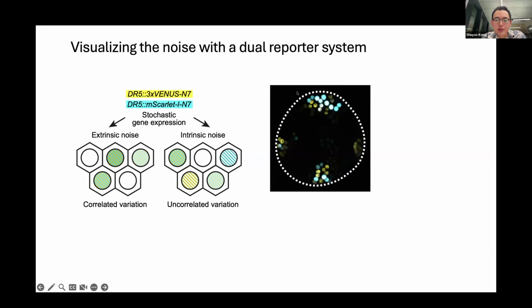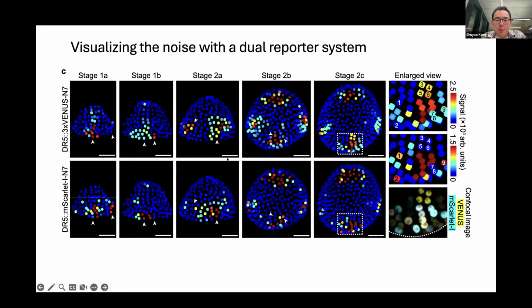So how do you quantify this? This is showing the result of the quantification. For example, at stage 2B, there are four auxin maxima, but what we actually found is that when you look at the pattern at the whole floral meristem, the pattern is actually quite robust and precise. Auxin signal is highly concentrated in the four incipient sepal primordia.